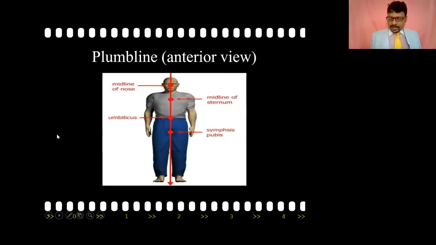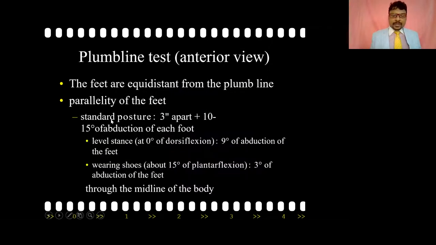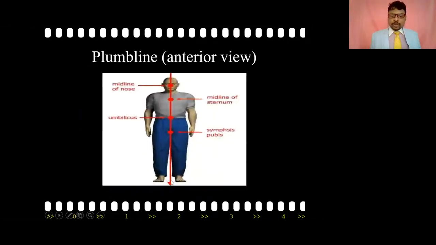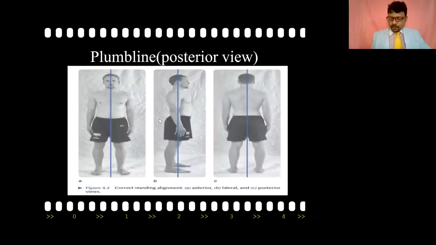So there should be at least 10 to 15 degrees of abduction of each foot. This line should go parallel, exactly in between the feet. It should not be close to the left leg and it should not be close to the right leg. So this is the ideal plumb line test. If there are any changes, or the line moves to the right or left side, we can understand where exactly the postural abnormalities are.